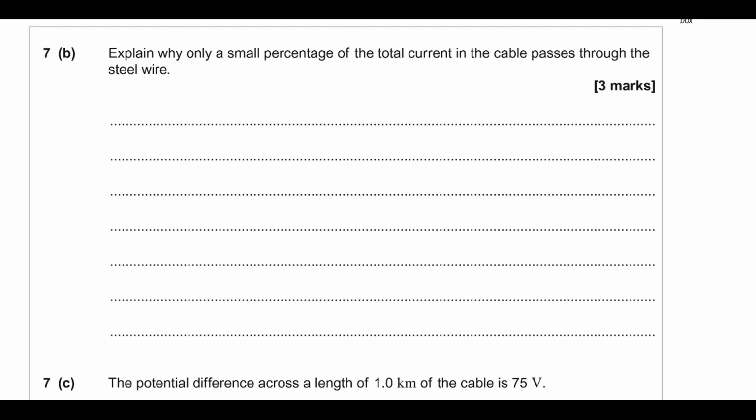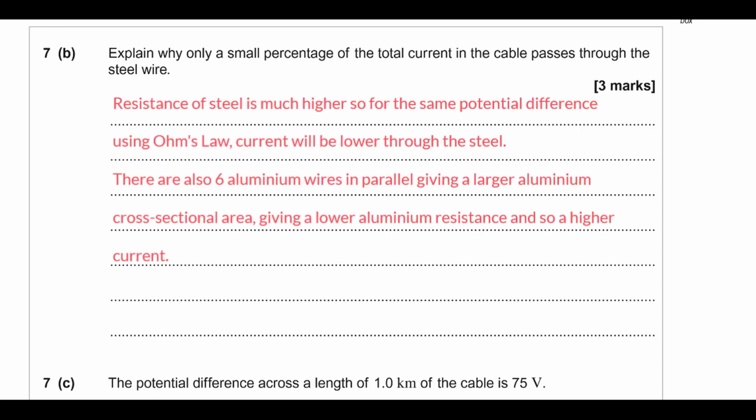So explain why only a small percentage of the total current in the cable passes through the steel wire. So essentially, if we have a look, the resistance is much higher. It's going to have the same potential difference, so it's going to be a smaller current essentially there. So let's put that into words. Let's go with resistivity. The resistivity of the steel is much higher, so for the same potential difference, it's going to have a smaller current.